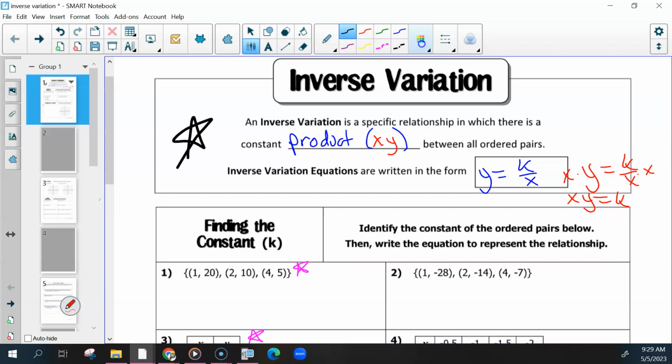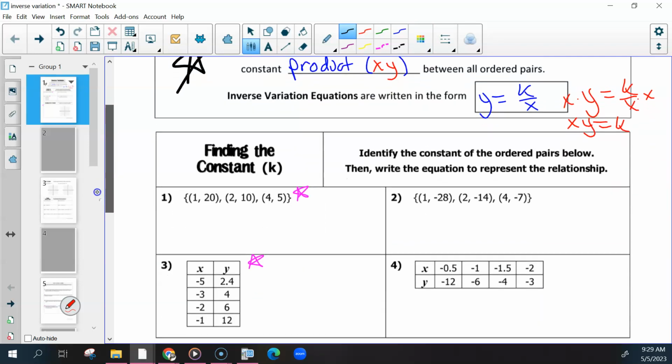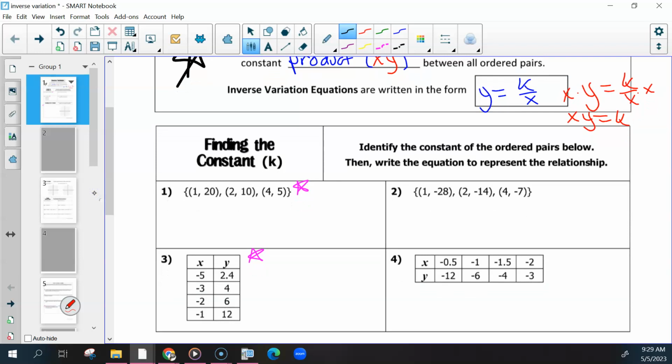Okay, so just like direct, when you find the constant k, it has to be the same between all the points. So if we start with number 1, we are multiplying them together. If we multiply them together and we get the same thing for each one, that is our k value. What would we get for each of these points? So then to write our equation, it would be y equals 20 over x.